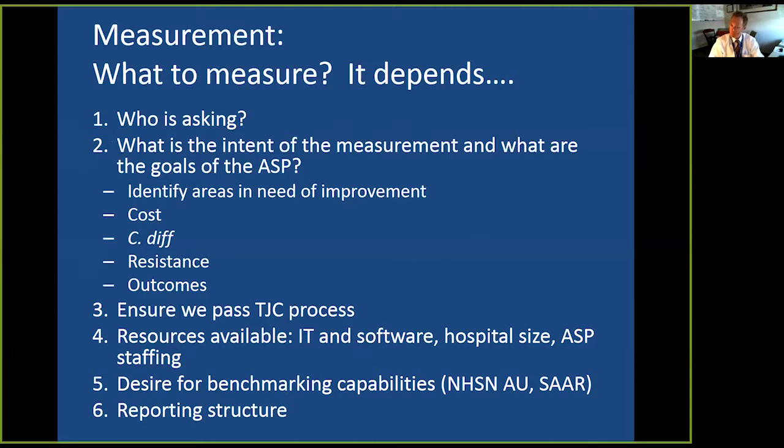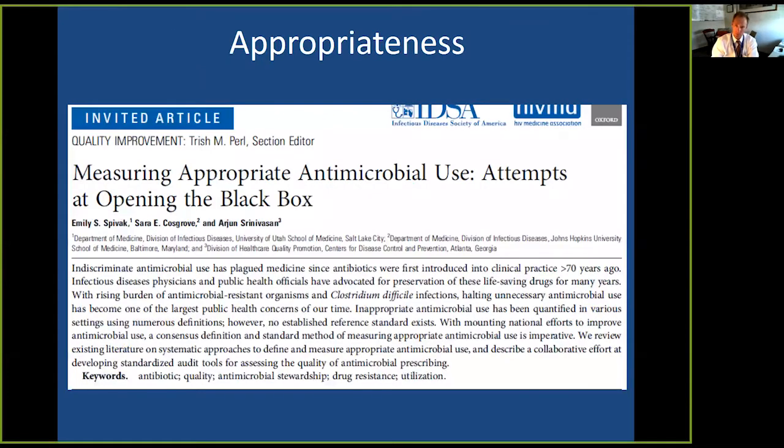Is it desire for benchmarking? If that's the case, you have to submit to the CDC under the NHSN AU option. And also, what's your reporting structure? Who are you reporting to? Is this reporting to P&T, medical exec? What are they looking for? So those are all things to ask yourself in terms of what to measure.